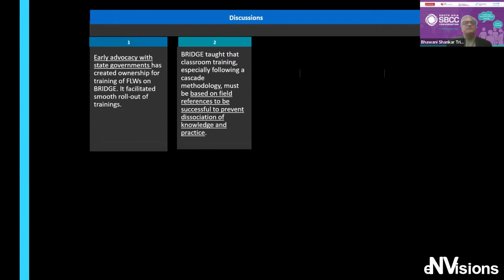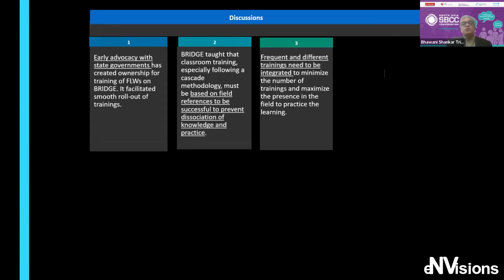The learnings: everyday advocacy with state governments has created ownership for the program. It's been based on field references, successful to prevent dissociation of knowledge. It's frequent and different trainings.